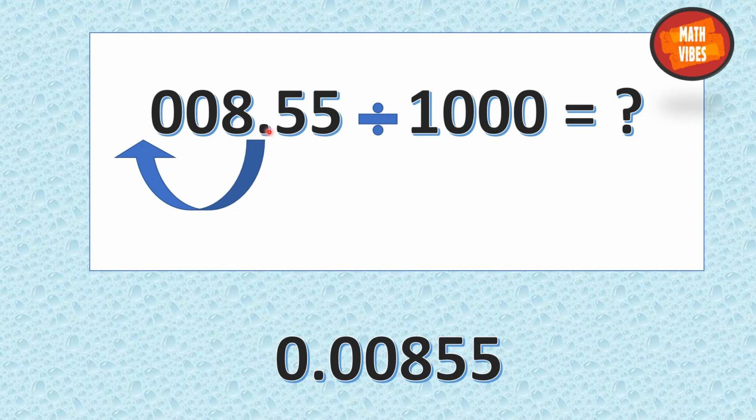0.00855. Because see here we have to shift the decimal three places to the left hand side. So 1, 2, 3. Three places shifted. So now the answer is 0.00855.